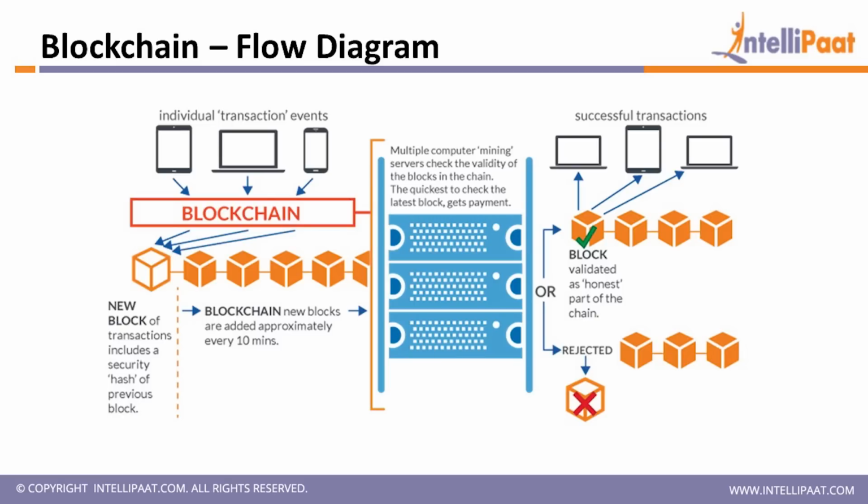Blockchain, the flow diagram. You can see from here, individual transaction events occur on the blockchain. A new block of transactions includes a security hash of the previous block, as we already know, and new blocks are added approximately every 10 minutes in Bitcoin. Multiple computers, mining servers, check the validity of blocks in the chain. The quickest to check the latest block gets payment. That is called proof of work. You know that?